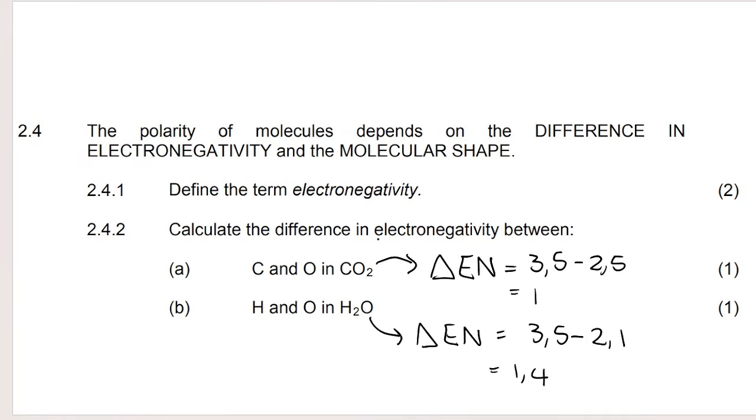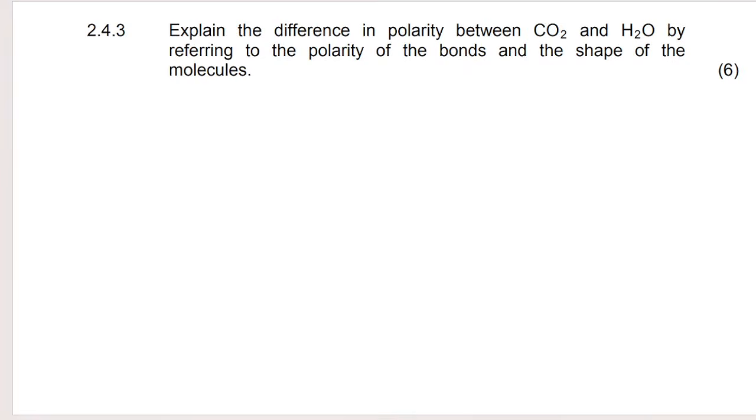Then it says calculate the difference in electronegativity between carbon and oxygen in CO2, which I've done, hydrogen and oxygen in H2O, which I've done. As we can see, both of these are greater than 0 and less than 2.1, which means that it indicates a polar covalent bond. The next question is more interesting to me. It's worth 6 marks. It says explain the difference in polarity between CO2 and H2O.